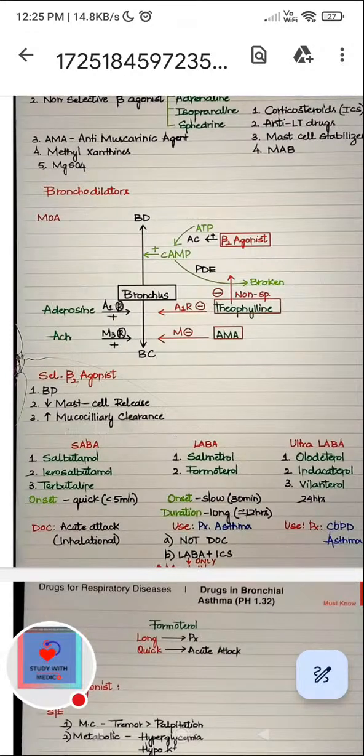Talking about bronchodilators, beta-2 sympathomimetics are salbutamol, terbutaline, bambuterol, salmeterol, and formoterol. Methylxanthines are theophylline, aminophylline, choline theophyllinate, hydroxyethyl theophylline, and doxofylline. Anticholinergics are ipratropium bromide and tiotropium bromide. So let's talk about bronchial asthma in detail.